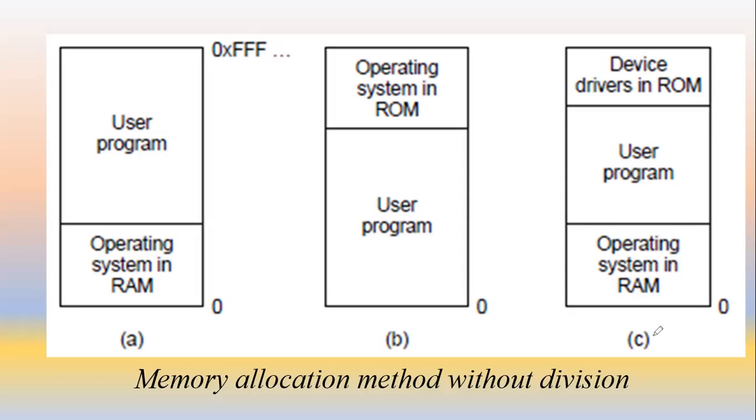In diagram C, we can see that we have 3 partitions, with the lowest partition having the operating system in RAM. Then the second partition or portion consists of the user program, and then we have device drivers in ROM.